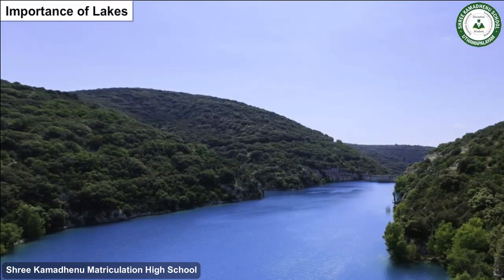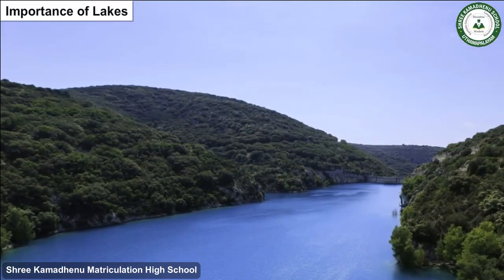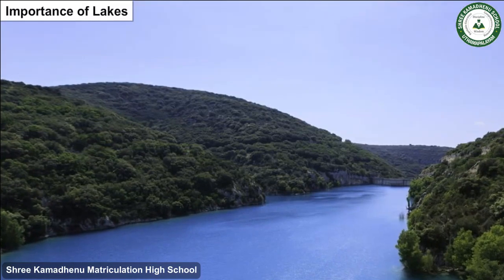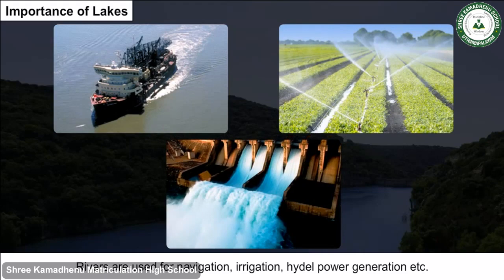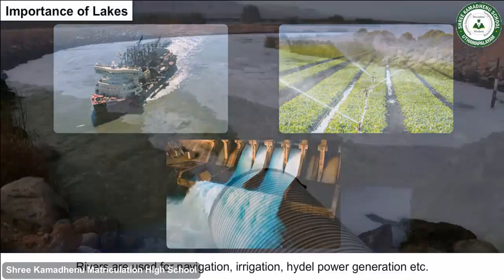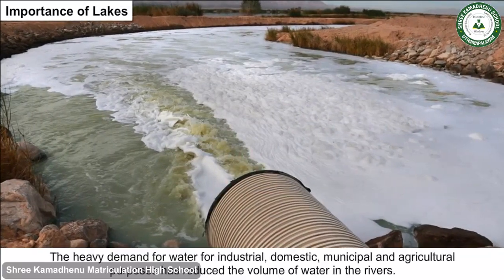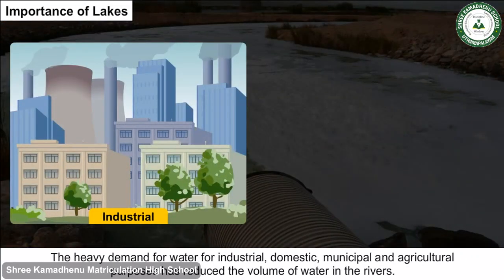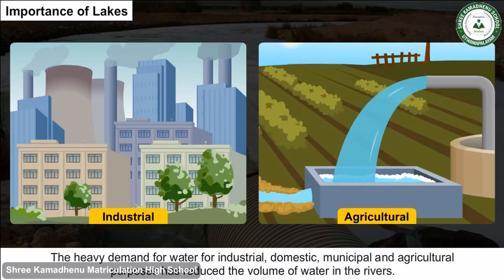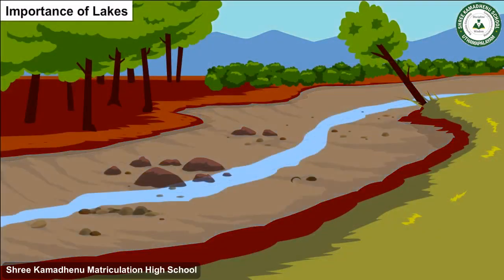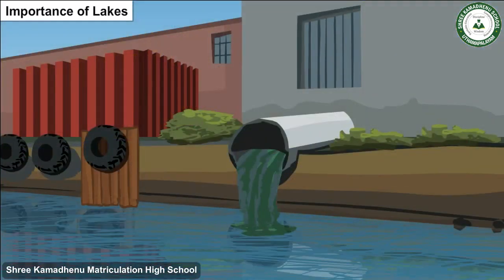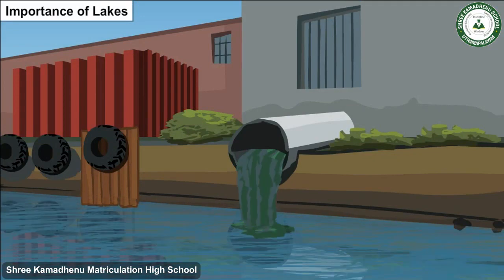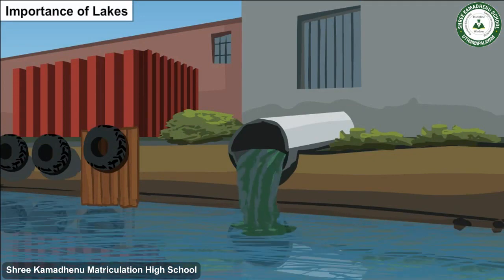Role of rivers in the economy. All ancient civilizations have developed by the riverside. Rivers are used for navigation, irrigation, hydel power generation, etc. River pollution. The heavy demand for water for industrial, domestic, municipal and agricultural purposes has reduced the volume of water in the rivers. Untreated sewage and industrial effluents emptied into rivers affect its quality and reduce the self-cleansing capacity of the river.